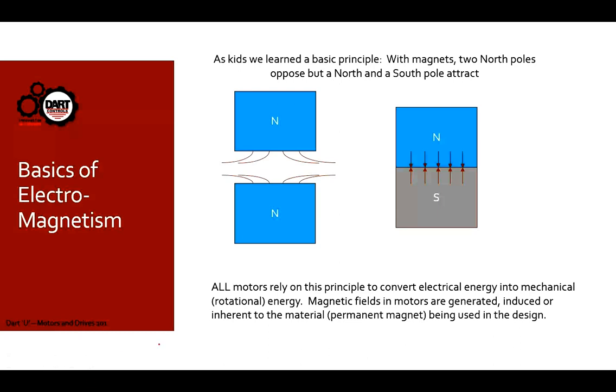So there's 3 ways that a magnetic field exists in a motor. One is we can actually generate it. The second way is that it's induced. Or the third way is it's inherent in the material of construction. The last example basically is a permanent magnet.